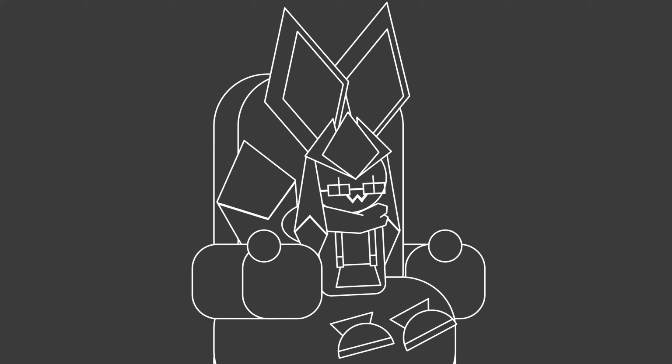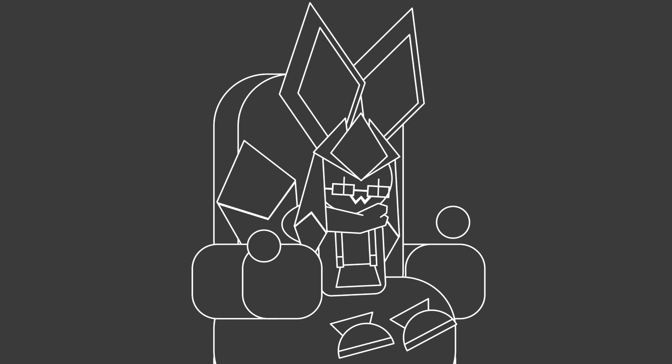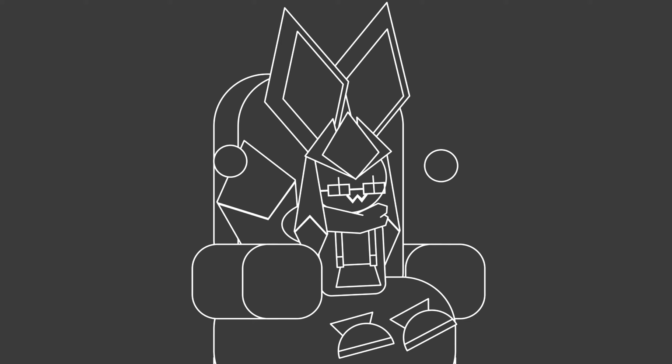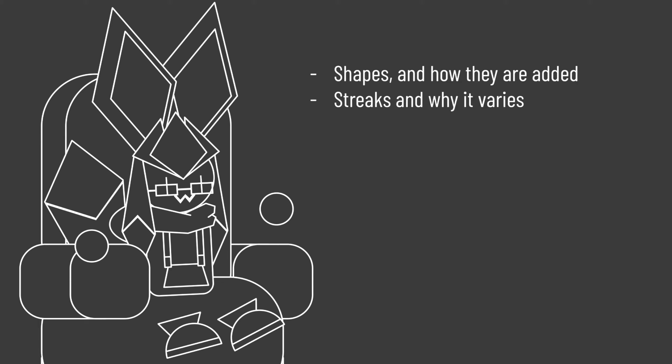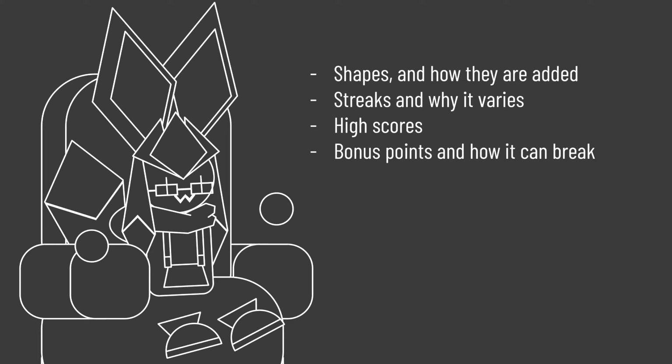So what have we learned from all of this? Well, lots of useless technical information, sure, but we pretty much went over everything there needs to be known about Vib-Ribbon's scoring system in detail. We went over what the shapes are and how they are added. We also went over the details of the streaks and why it can vary, the high scores, and even the bonus points added at the end of the stage and how we can use it to break the game.